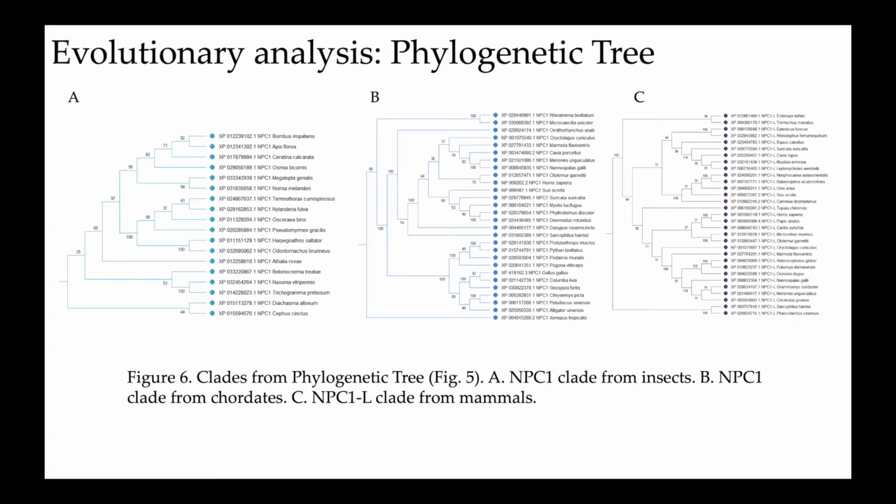So here we have the first 3 out of the 6 total clades that I particularly labeled and analyzed. The first one is an all NPC1 clade from insects. The second one, B, is an NPC1 clade from chordates, which is important because that's the one that has the Homo sapiens or human NPC1 sequence. And then the third one in this slide, C, is an NPC1-like clade from mammals. So this one also has the NPC1-like sequence from humans or Homo sapiens. So these two clades are important for the residue conservation that we'll look at in just a second.